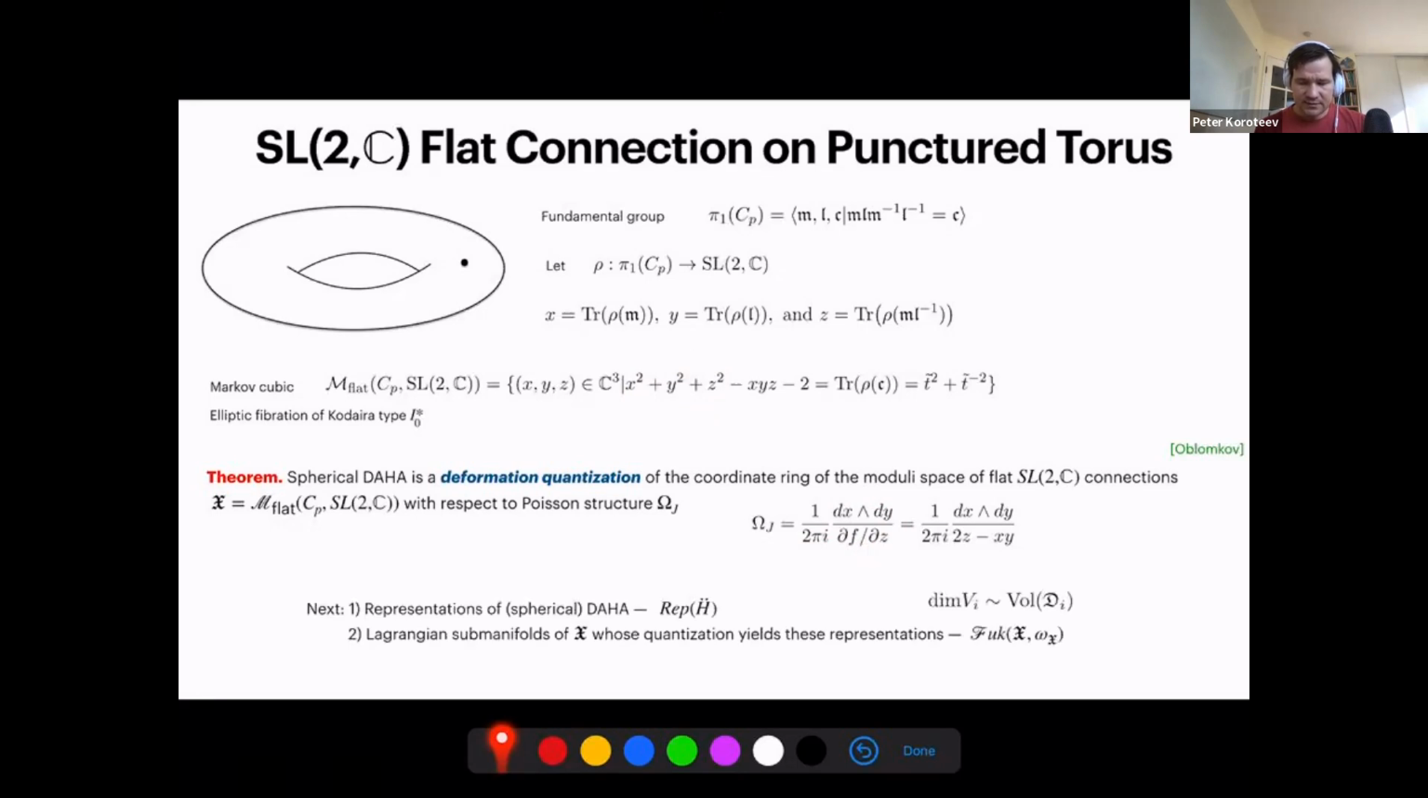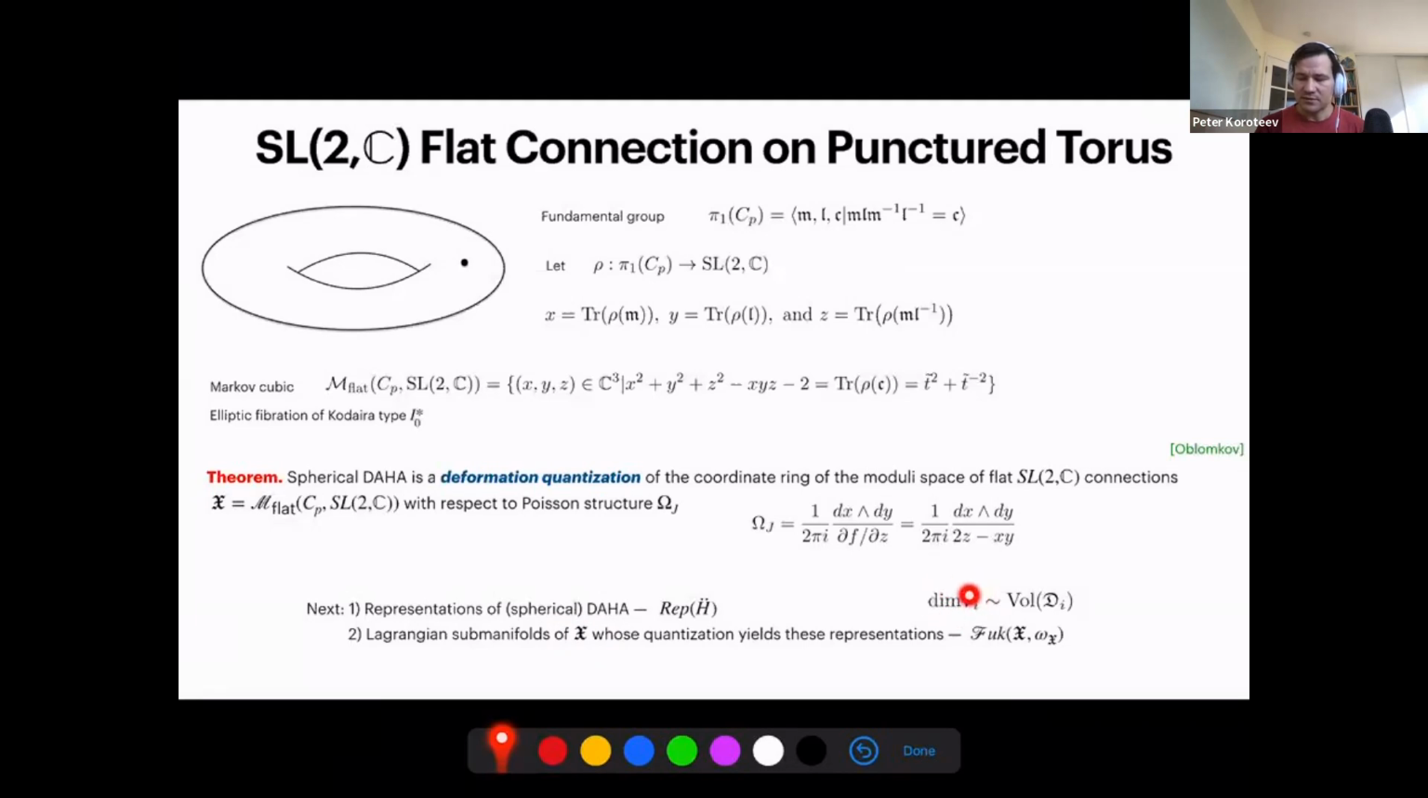Now, what I'm going to do with the rest of the talk is we'll do two things. We'll study first representations of the spherical DAHA. So they'll describe a category of representations. Objects will be representations, and morphisms will be equivariant maps between those modules. And on the geometric side, we'll look at Lagrangian submanifolds of X, which have some explicit geometric realization, and then we'll study the conditions upon which those manifolds can be quantizable, and we'll relate those to the representations above.